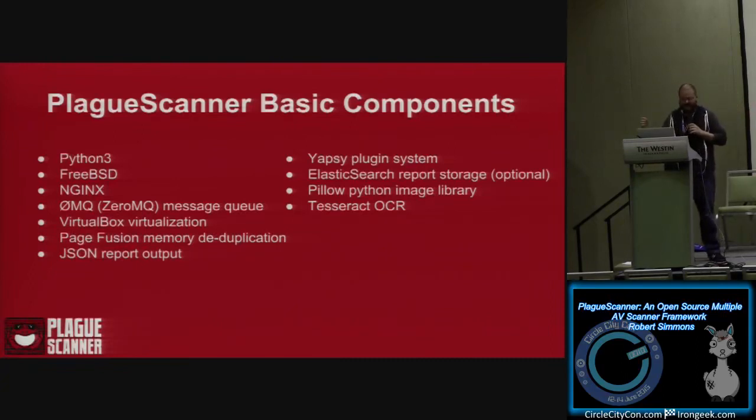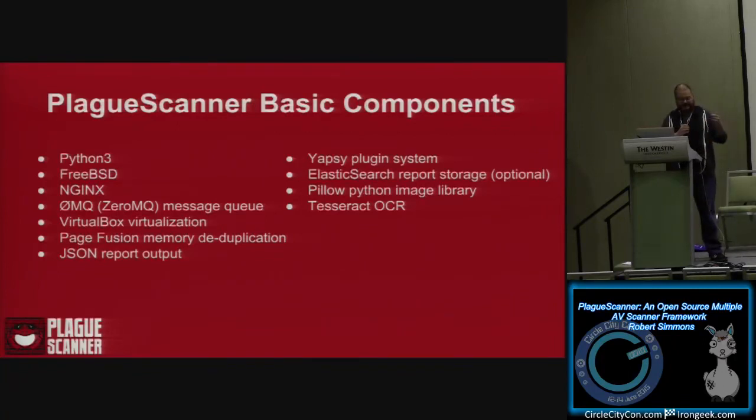But the basic components, it's built with Python 3. All the modules that I use are Python 3 modules. The core of PlagueScanner uses FreeBSD. There are certain scanners that don't have a FreeBSD version. So if they have a Linux version, I have to use Linux in that case. Some of the scanners are only Windows, so I have Windows boxes at that also.